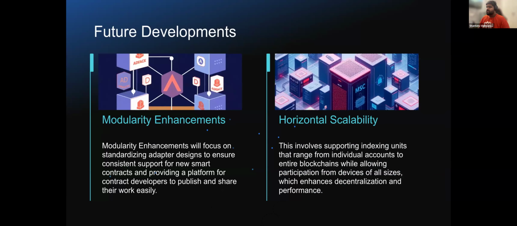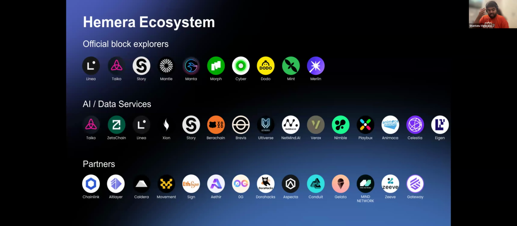Next, there are a few more future developments that we are planning. One is making it more modular. The team is already building some really exciting stuff, and we are working on making it more horizontally scalable. Hemera's ecosystem is quite large. We have been supporting a lot of block explorers, a lot of L1s and L2s, to build their own block explorers. There are also some AI-driven services that we are helping with, and a few exciting partners. We have been building block explorers for Taiko, Linea, Cyber, and Morph, to name a few.